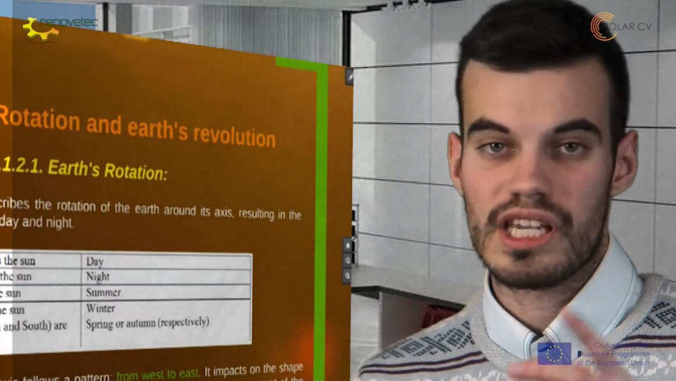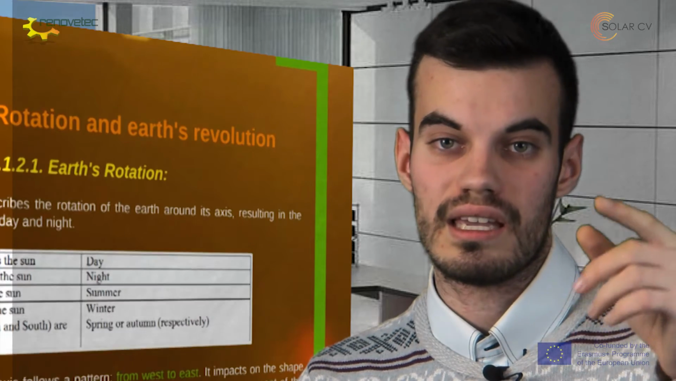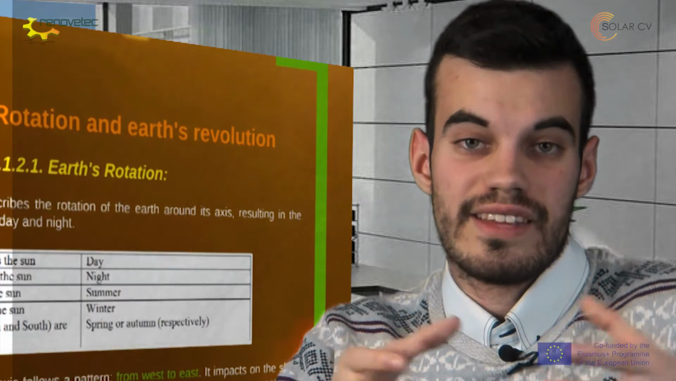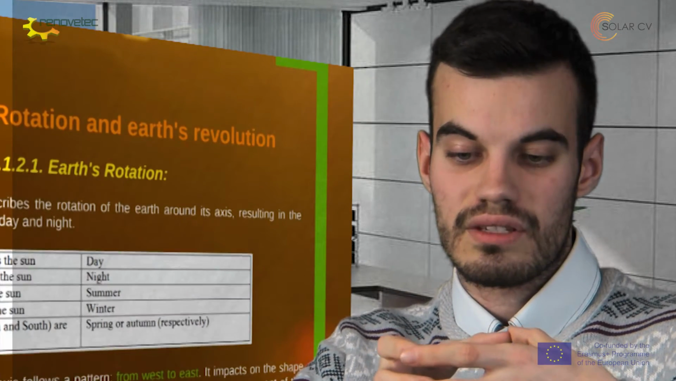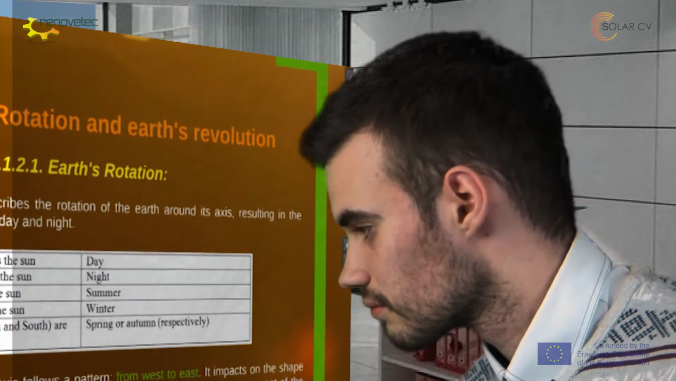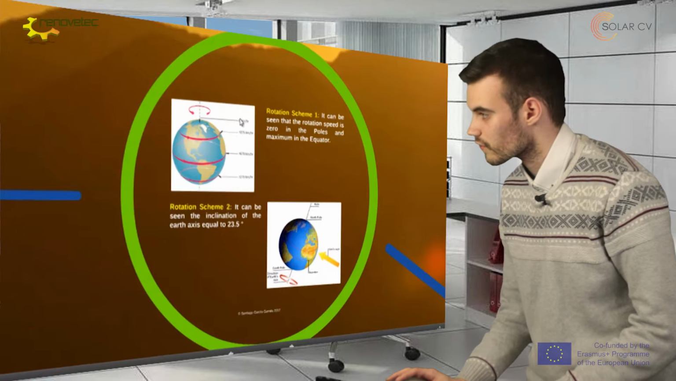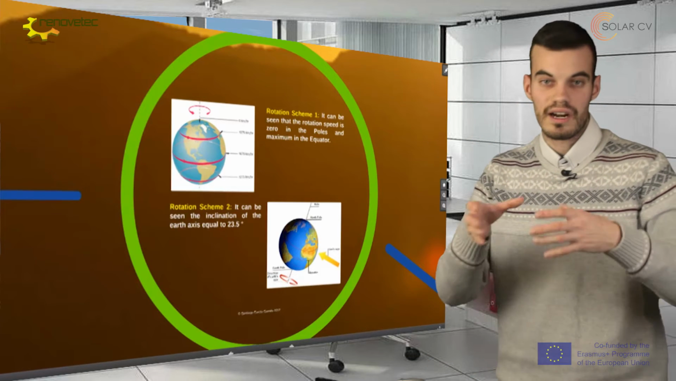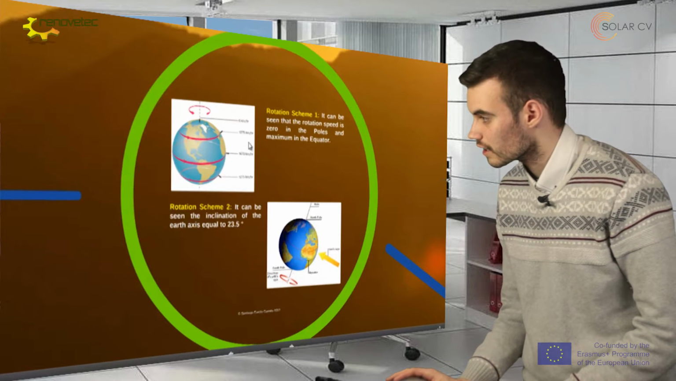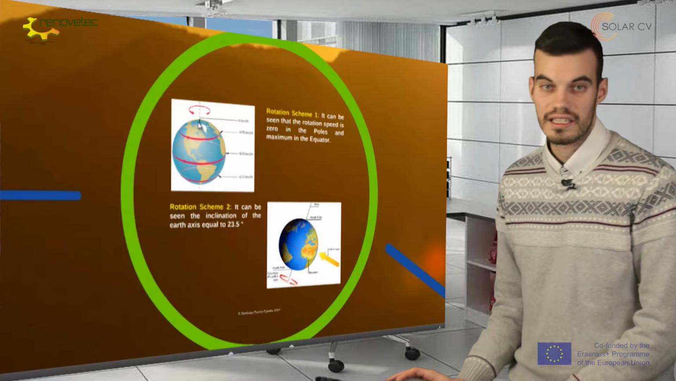We have that a rotation is 360 degrees. So if we divide this value by 24 hours, the Earth is going to rotate 15 degrees per hour. Here we can see, for example, that the angular speed is going to be maximum at the equator, and there is not going to be any speed here at the poles.